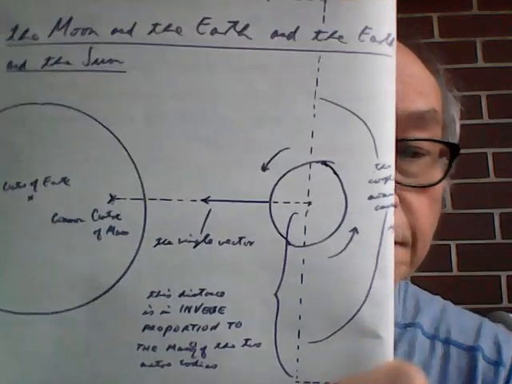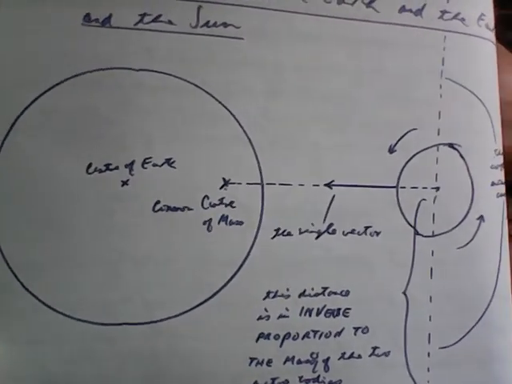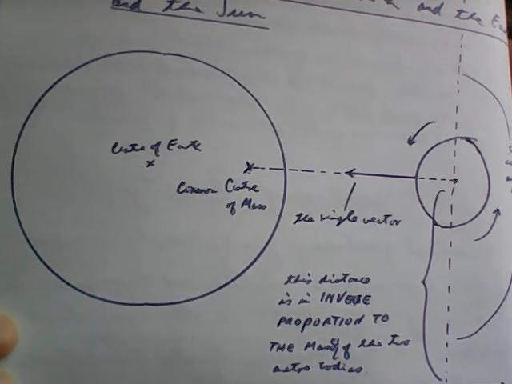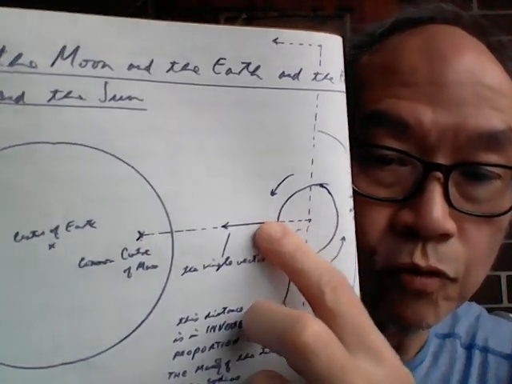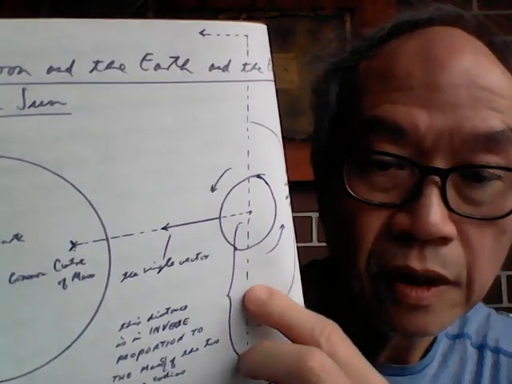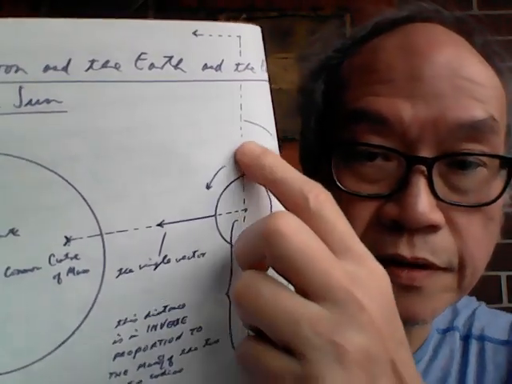Case B: you have the moon, the Earth, and the Sun. Let me see this first. I then have to explain. You will also have a single vector, the moon towards the Earth, and you will also have a couple of moments.